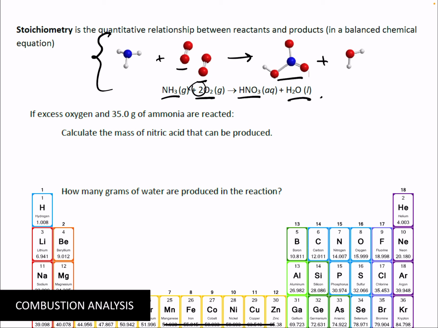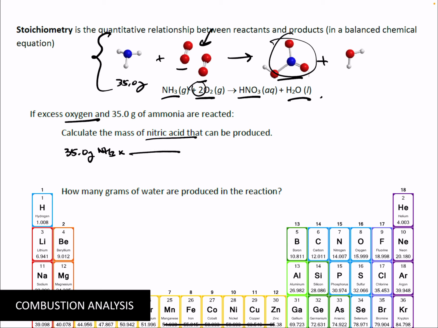All right, so if excess oxygen is reacted with 35 grams of ammonia, what is the mass of nitric acid that can be produced? So it says we've got 35 grams of this, all of this oxygen that we need, and we want to know about this guy. So the way we do this is we start with 35 grams of ammonia.